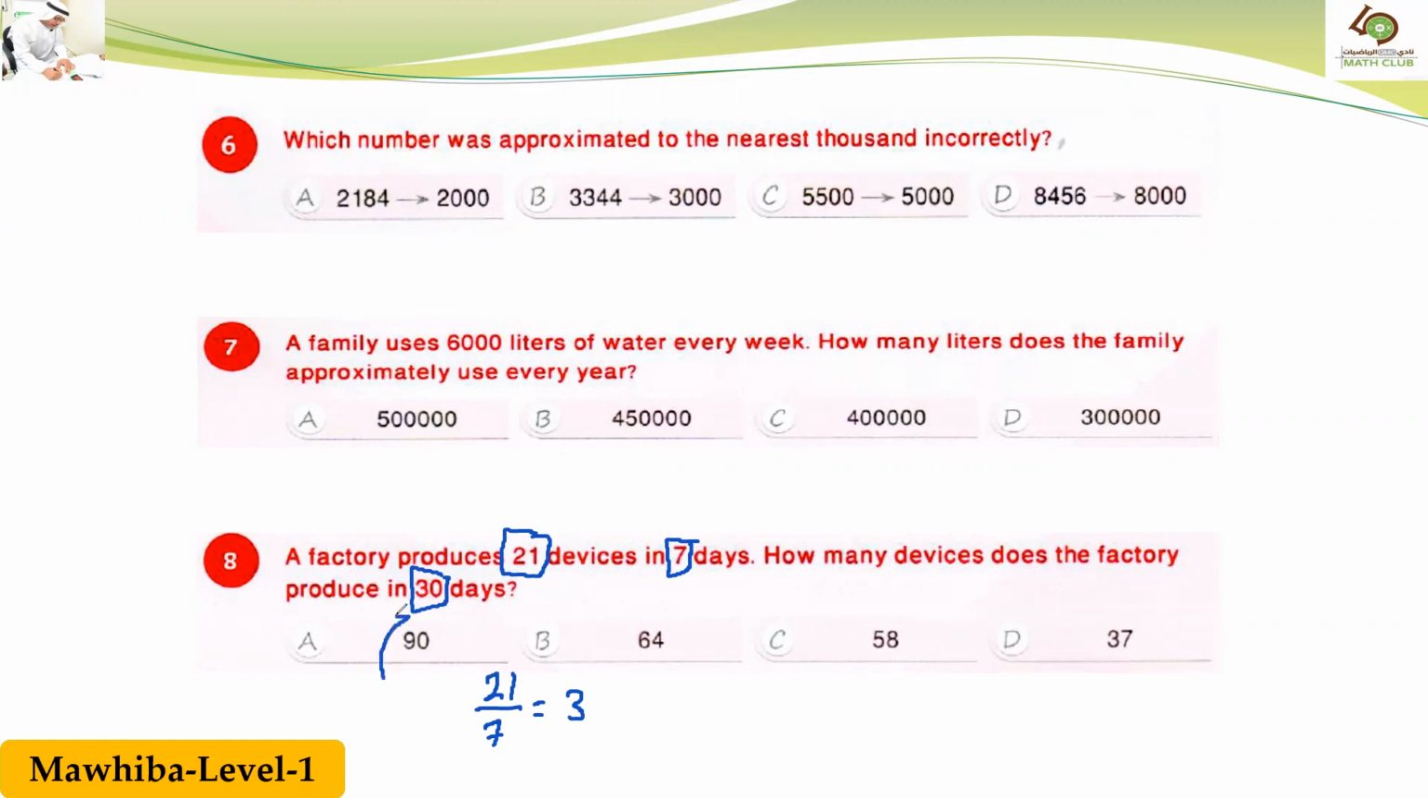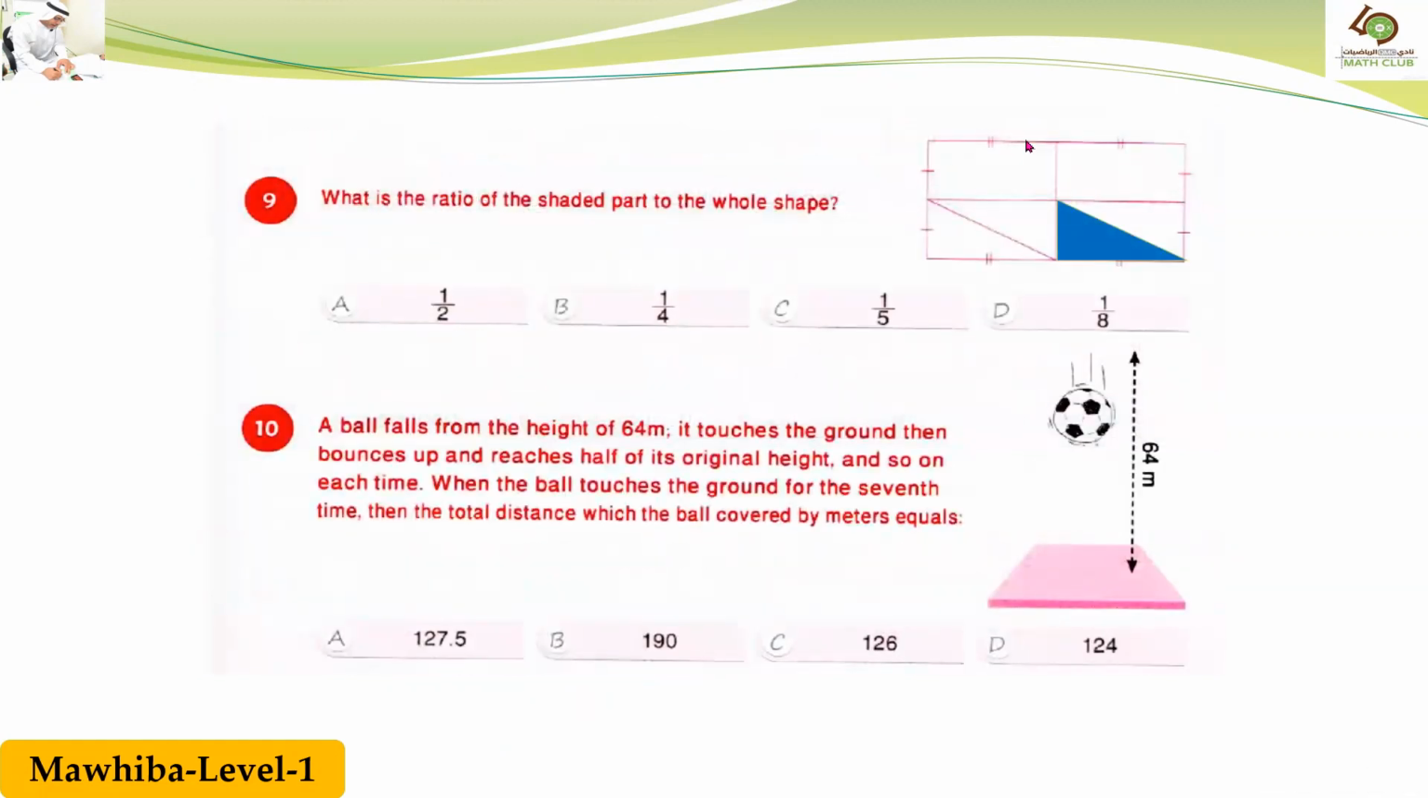Now, we want 30 days, so you multiply by what? By 30, right? So the answer is 90. Right, correct. So the answer is A. Is it clear, Faris? Yes. Thank you for reading and you give me the idea.